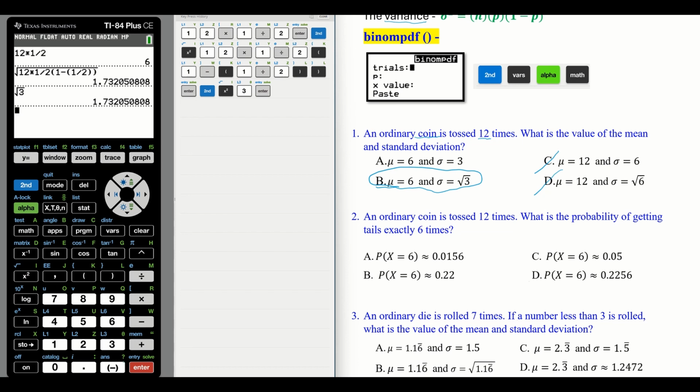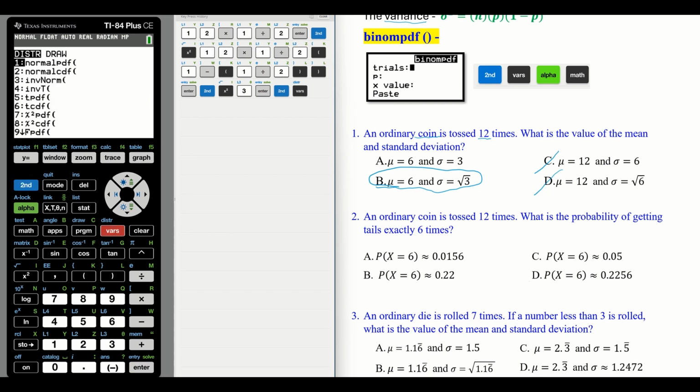Okay, number 2. An ordinary coin is tossed 12 times. What is the probability of getting tails exactly 6 times? Okay, for this, we will use our binompdf in our calculator, and we have that up above. So we need second vars and alpha math. That gets us right to it. Oh, look, we already have it entered.